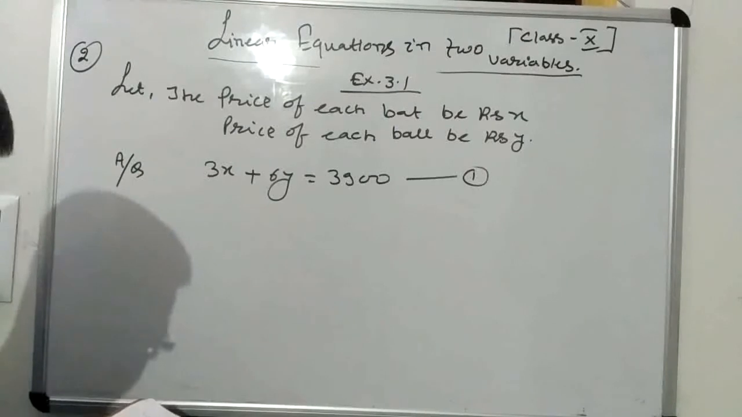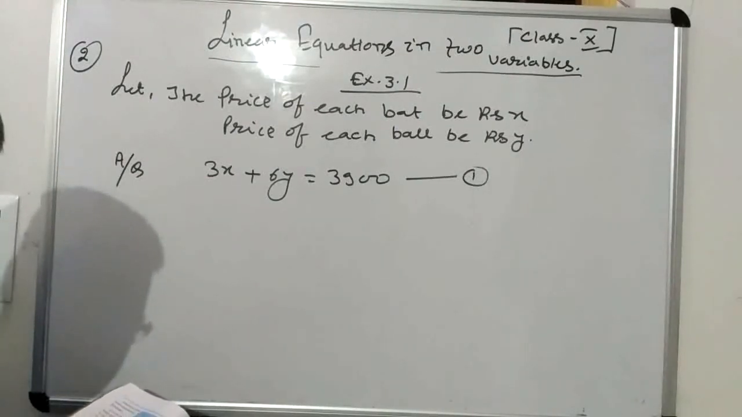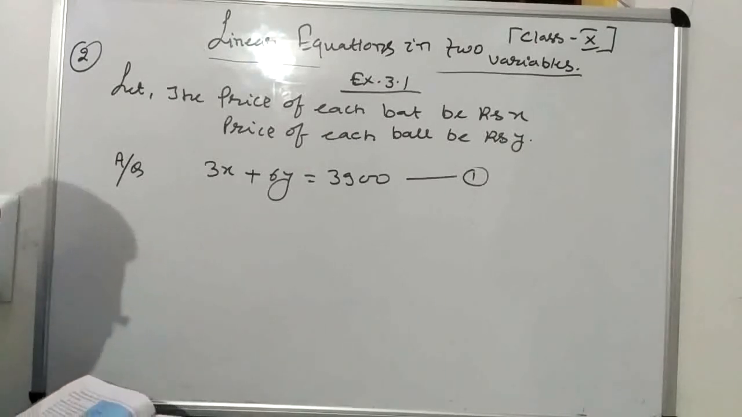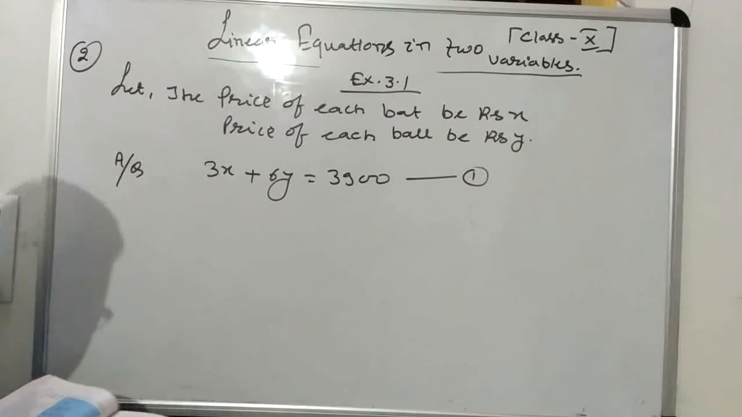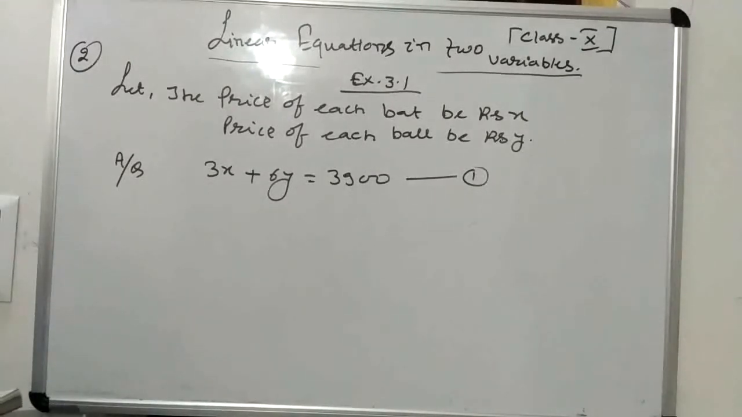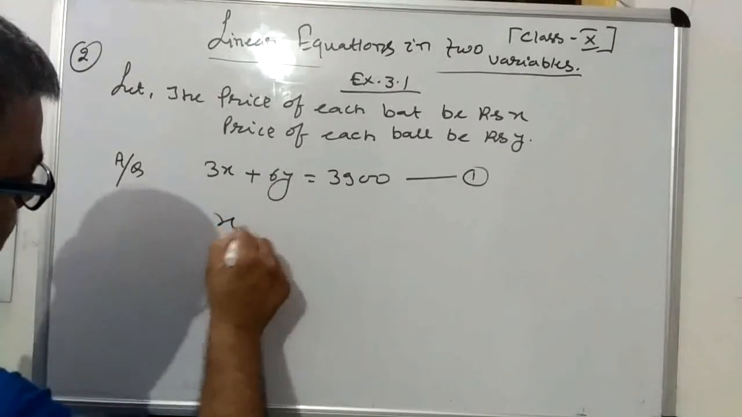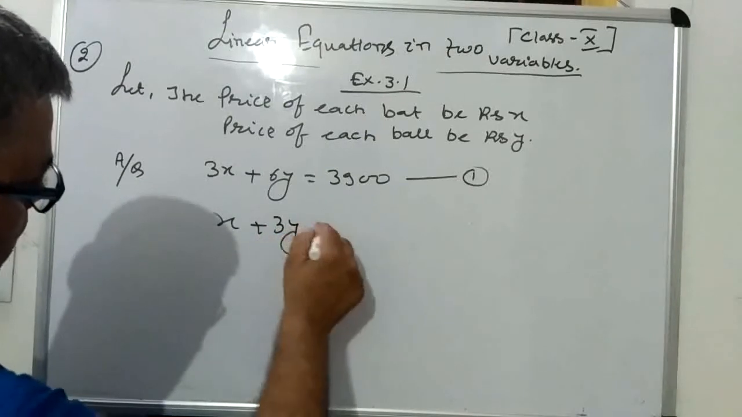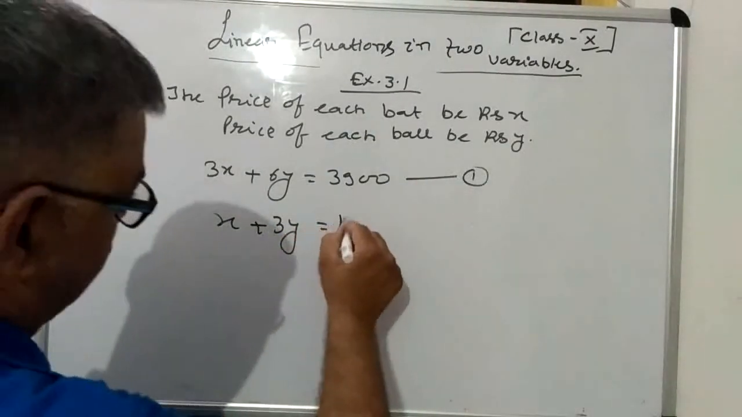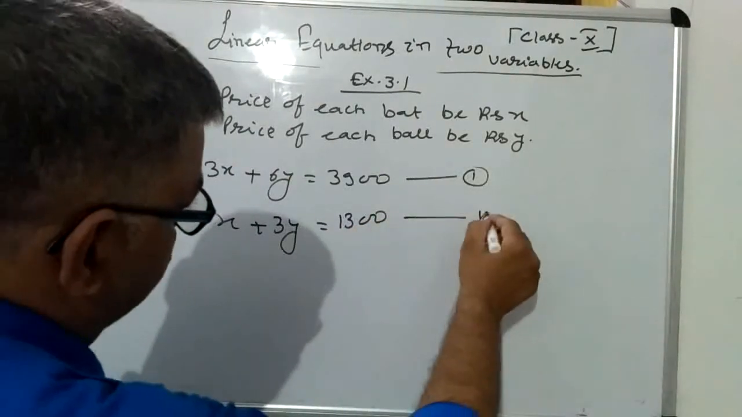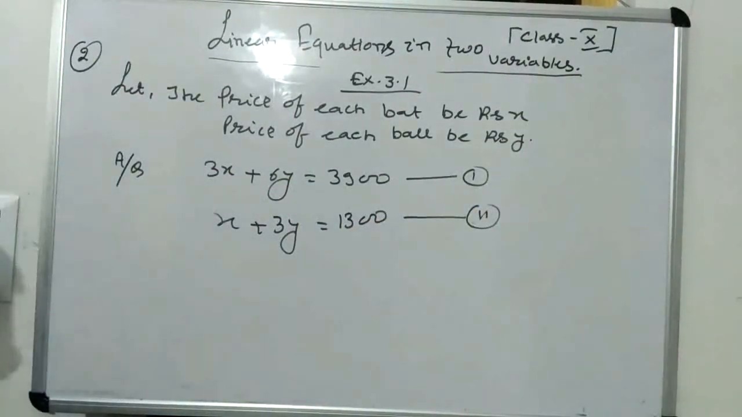And later she buys another bat and 3 more balls. 1 bat plus 3 more balls equals 1300. This is your second equation.